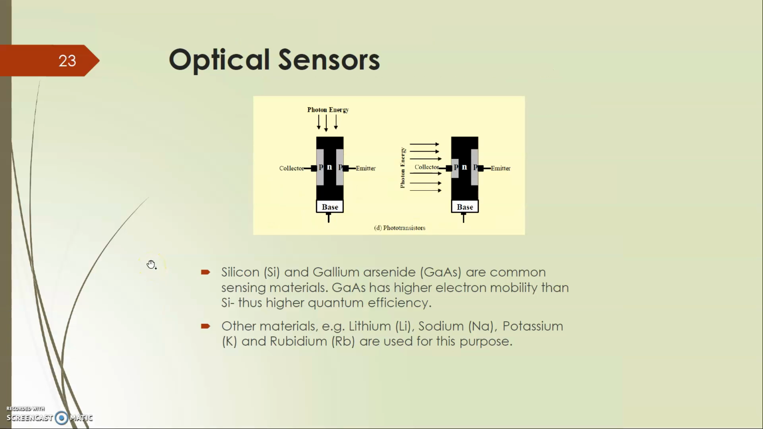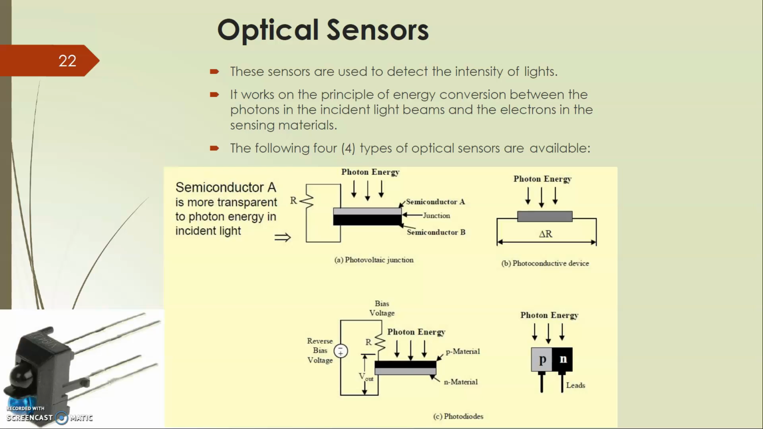Good morning, students. Today in this video tutorial we will be learning about the types of sensors that are used to measure the intensity of light. They are called optical sensors, and the working principle of an optical sensor is that whatever light intensity falls on the surface or the material exposed to light, the photonic energy will be converted into equivalent electrical energy, and depending upon the intensity of light, the electricity will vary. By measuring this electrical signal, we are able to measure the intensity of light falling on the surface.